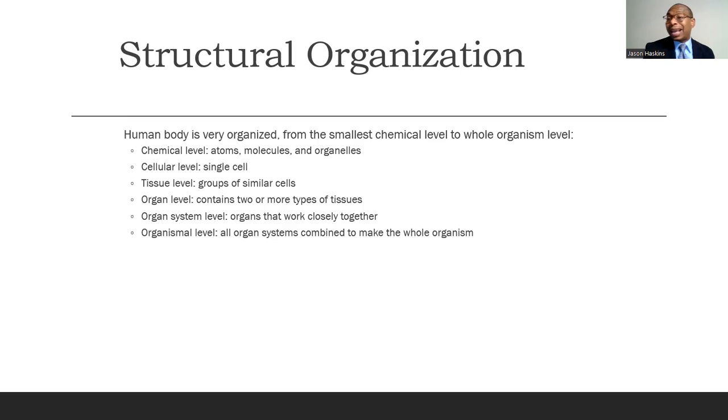Now, after the chemistry level, or after that chemical level, the next structure in the hierarchy or in that organization that now begins to become more specific is going to be a cell. So your cells are the smallest living unit within the body.